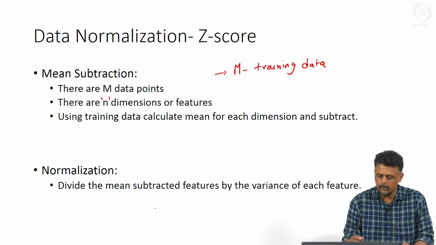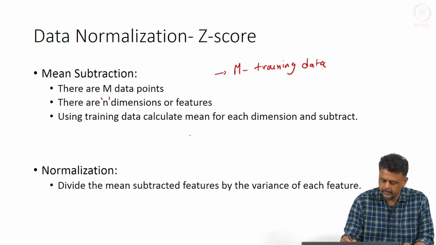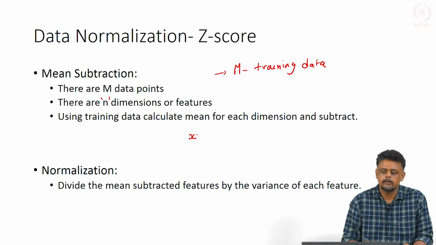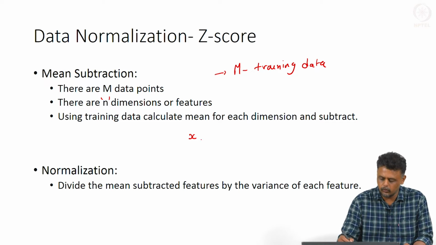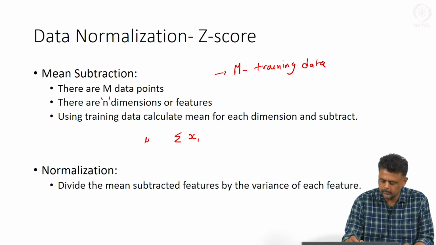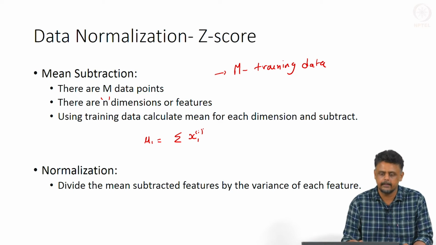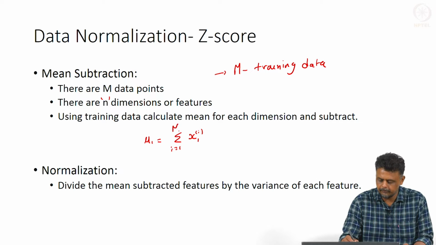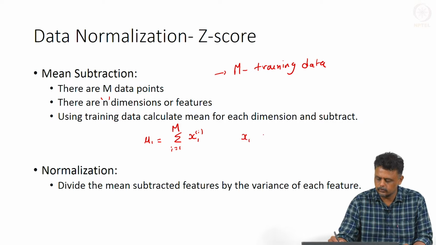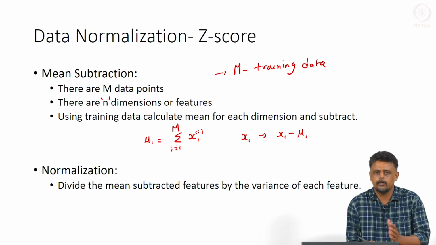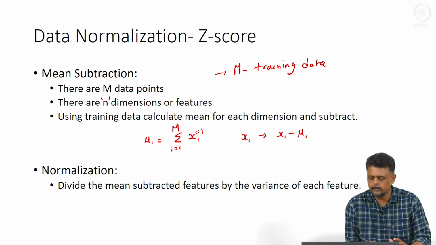If we denote our data points by x, and consider a feature x 1, then we calculate the mean for that feature, mu 1, over the data point index i from 1 to capital M. We then set x 1 to x 1 minus mu 1. We do that for every feature in the data set. Now all the data points are 0 centered or 0 mean.